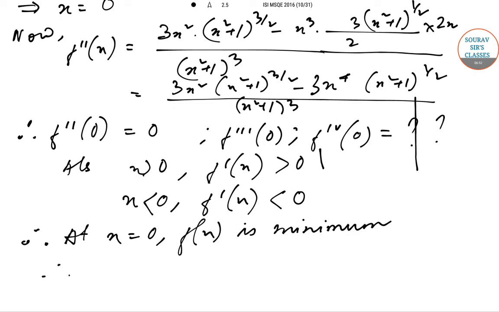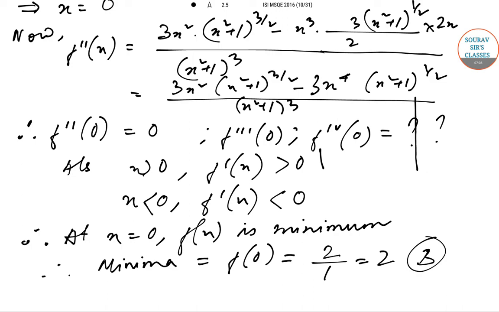Therefore, the minima is given by f of 0, which is equal to 2 by 1, and that is equal to 2, which is option B. So today we have solved question number 9 and 10 from the ISI MSQE question paper of year 2016.